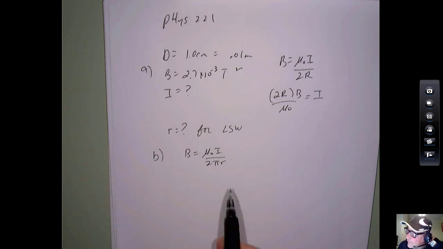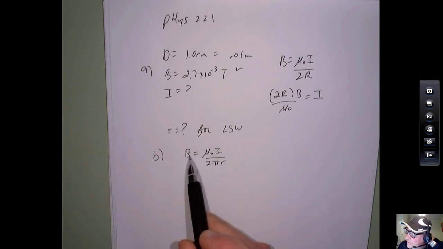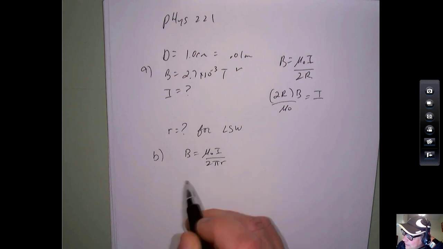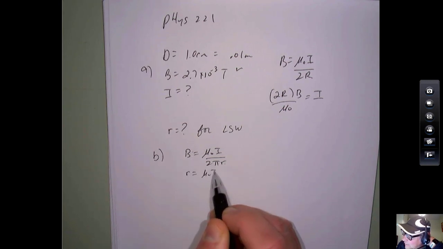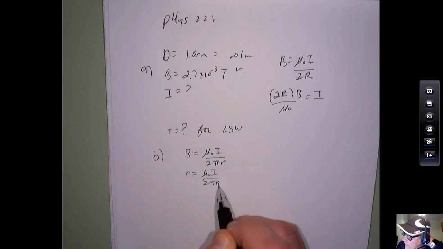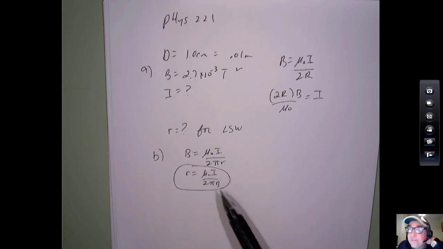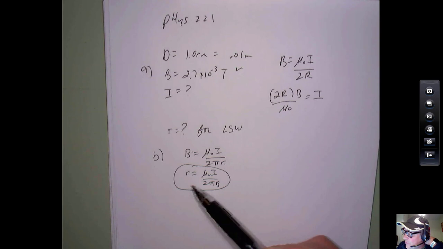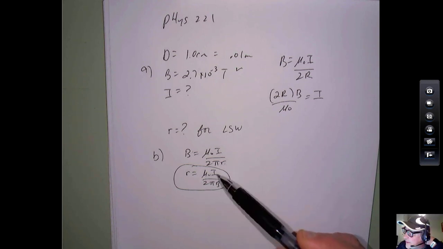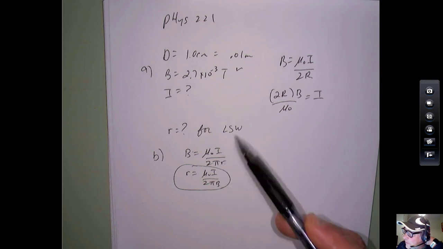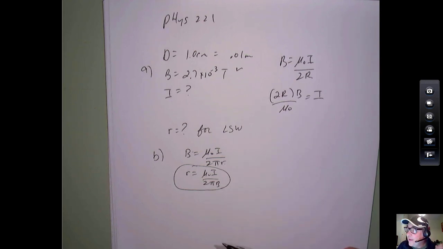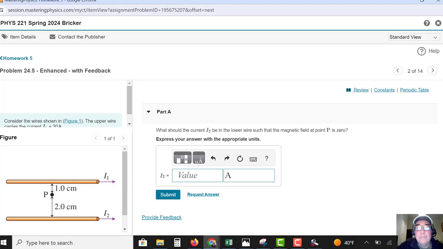So we need to get the r over here and the B over there, so we can switch those around. r equals mu 0 I over 2 pi B. And then that'll give you the distance away from the wire. Same thing, mu 0 is the constant. I you use from the first part, 2 pi, and the same thing, you use B from the first part to figure out how far away you are. Okay, let's look at the next one.